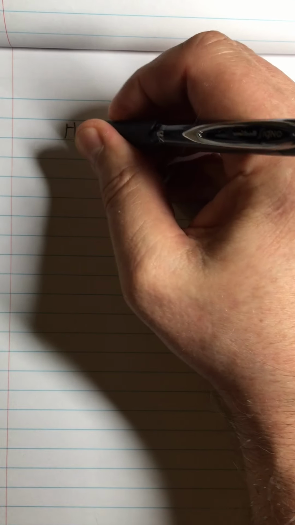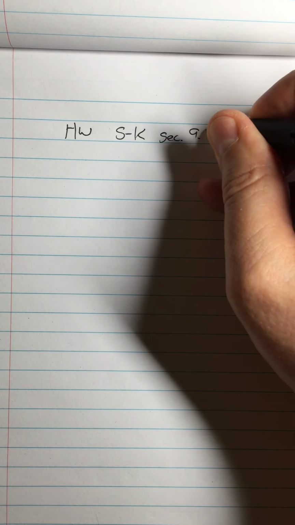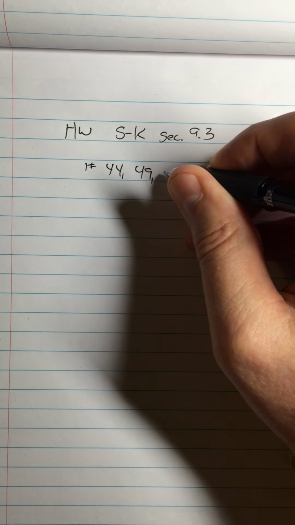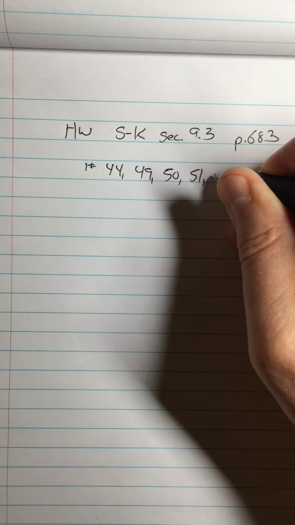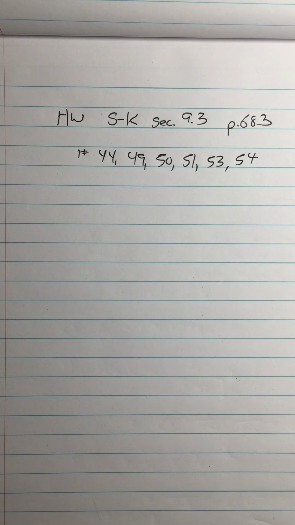There are lots of other things we will learn in the future in terms of finding bounds for errors using various types of estimates. Your homework, which will be posted, is the Stewart-Kokoska text, section 9.3, page 683, numbers 44, 49, 50, 51, 53, and 54. Oh, it's just 6 problems. That's not that much, is it? Well, they are sort of multi-part, and they're kind of hard. Okay, there you go.